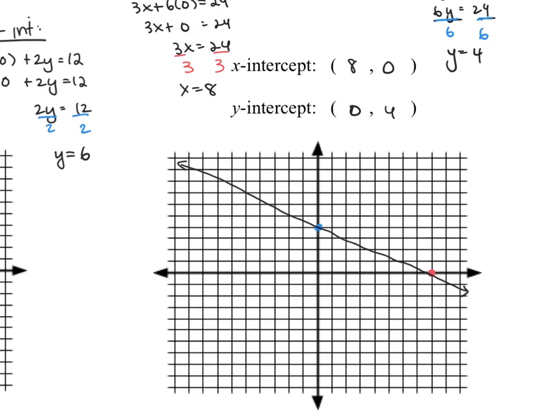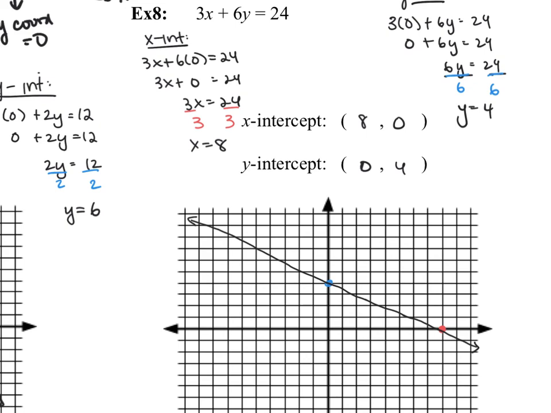To find my x-intercept in this equation, I knew to change y to 0. So 3x + 6 times 0 = 24. 6 times 0 is 0, and 3x + 0 is 3x. Then to get x by itself, I divided both sides by 3 to get an x value of 8. The y value that caused that to happen was 0. To graph that, I went over 8 on the x-axis.